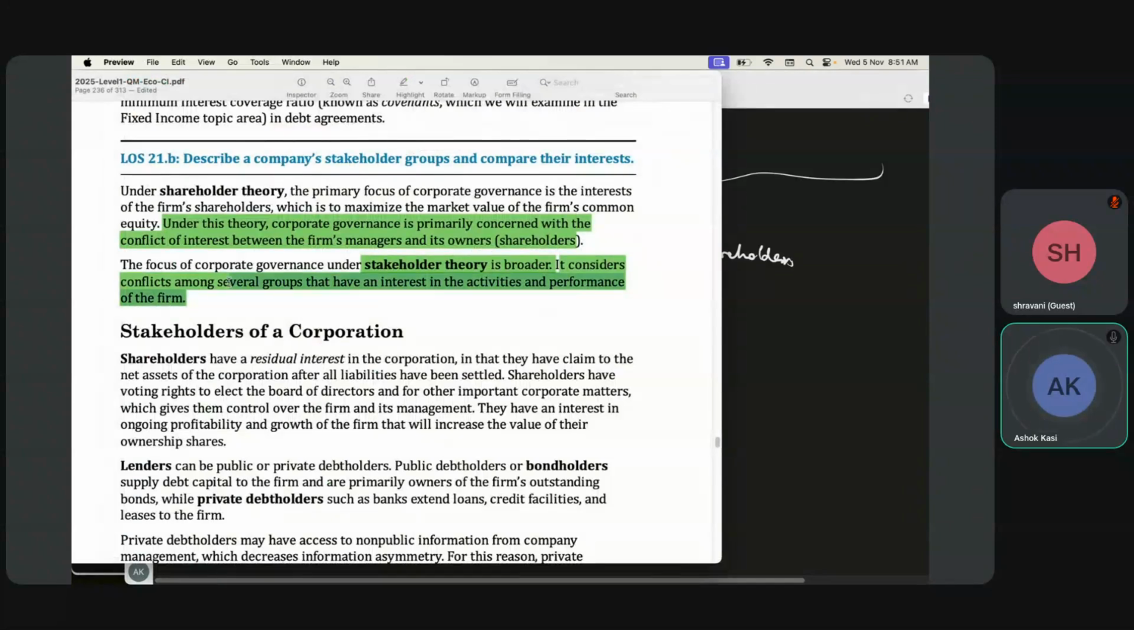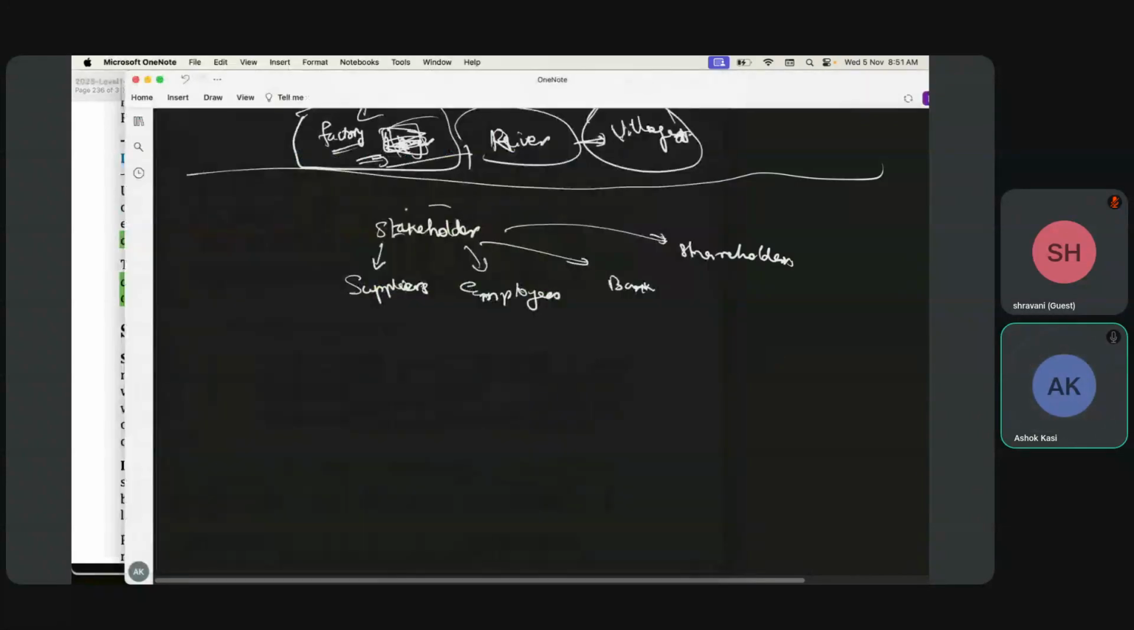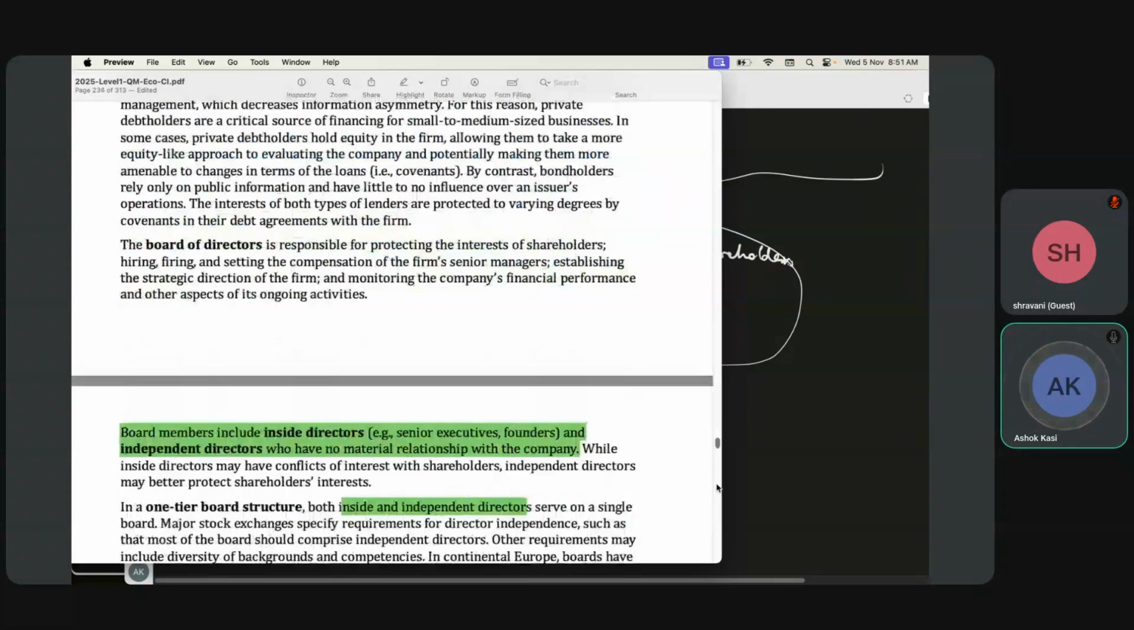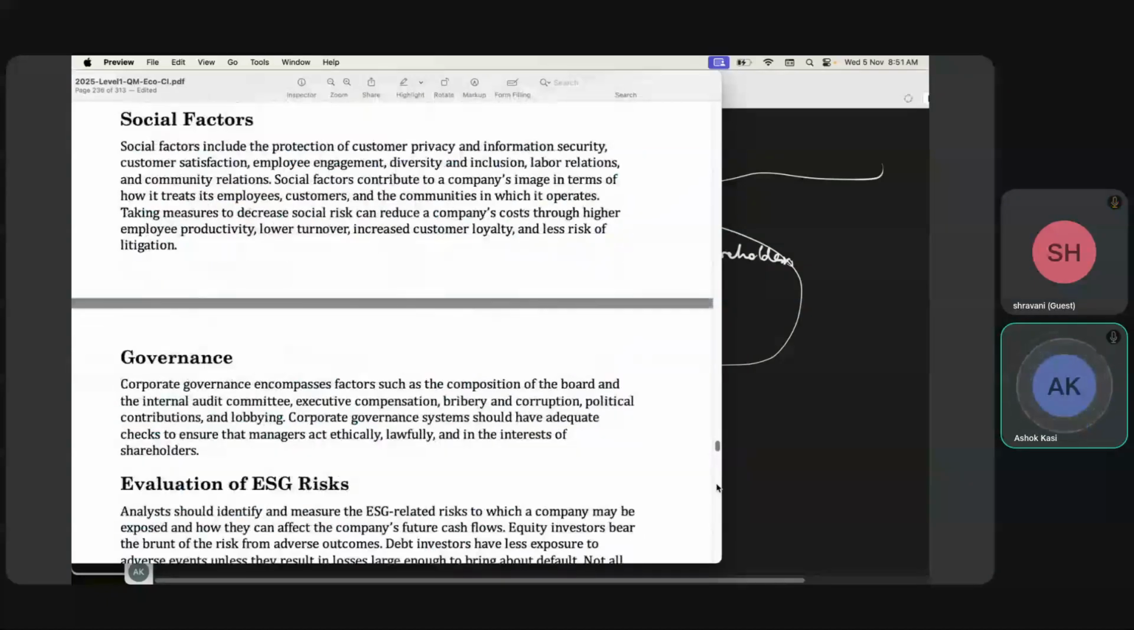So it considers several groups that have an interest in the activities and performance. So everybody's expectations will be taken care of here. Whereas shareholders theory means what shareholders are thinking. That is the difference between shareholders theory and stakeholders theory.